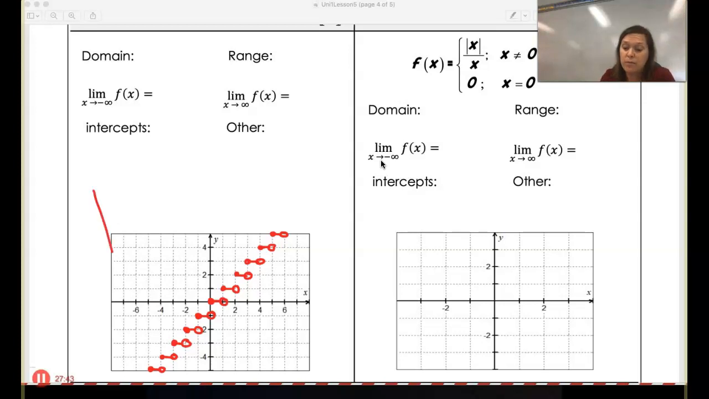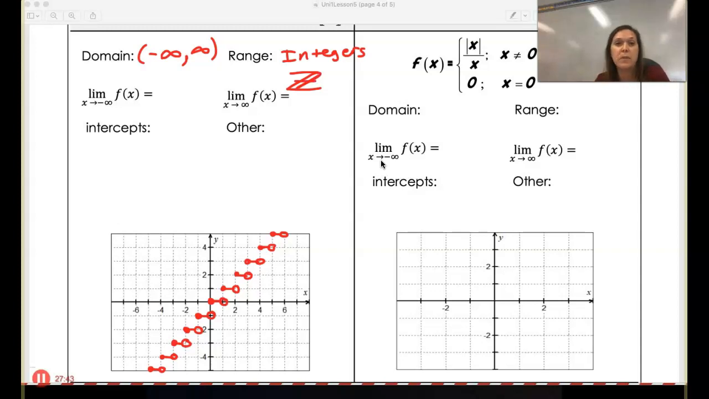Okay, so what's our domain? Well, all real numbers are possible to go in there. So all real numbers. But now what's our range? Our range is just the integers. It's going to be 1, 2, 3, 4, 5. Do you guys remember the notation for integers? It's this double barred Z. Do you guys remember seeing that before? The double barred Z. So it's the set of integers.